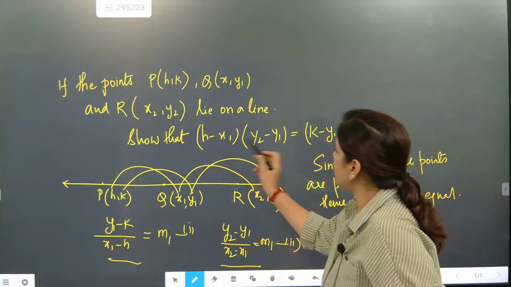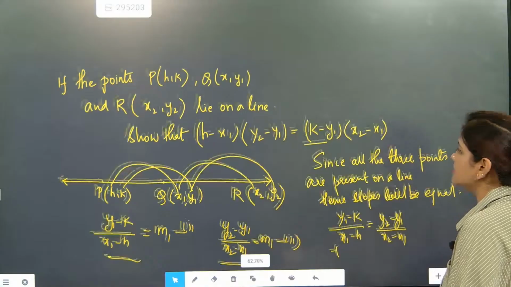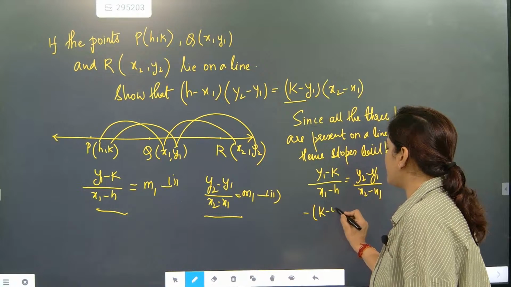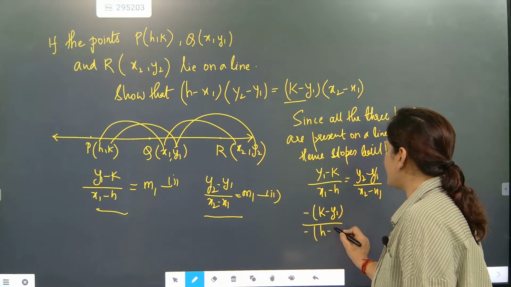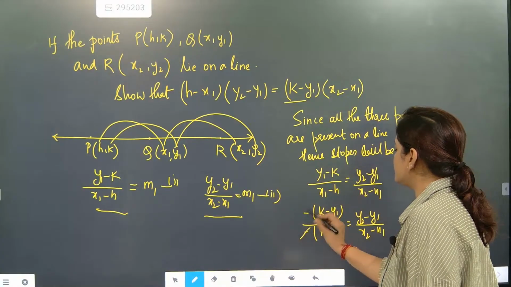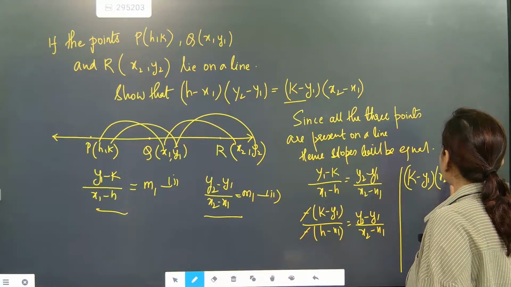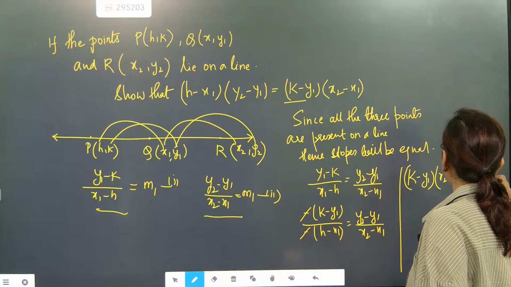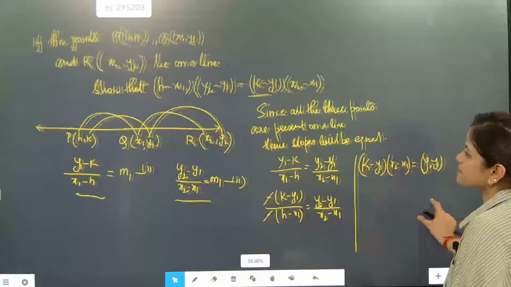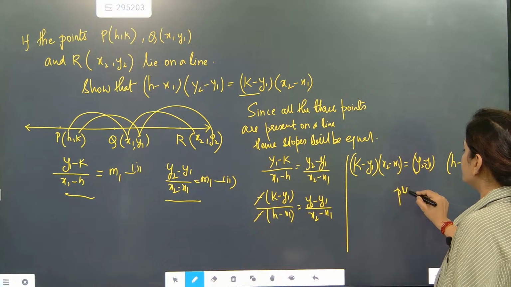Beta, here they are writing k minus h. So what we will do, we will take minus outside. Once you take minus outside, it will become (k - y1)/(h - x1) equal to (y2 - y1)/(x2 - x1). The minus signs cancel. Cross multiply. What is coming? (k - y1)(x2 - x1) = (y2 - y1)(h - x1). Proved. So this you have to do.